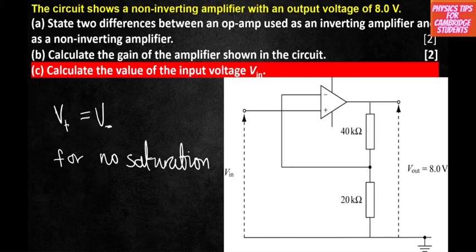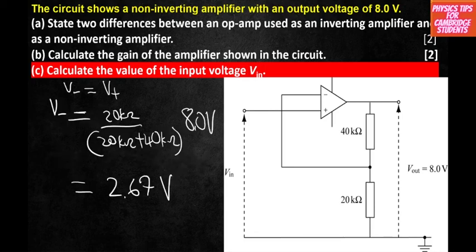So using our potential divider, the 20 kilo ohm goes on the numerator: 20 over 20 plus 40 times 8 volts. That will be the voltage that's fed back to the inverting terminal. So that voltage should equal the voltage in so that our amplifier does not saturate. So with that in mind, the input voltage is 2.67 volts.